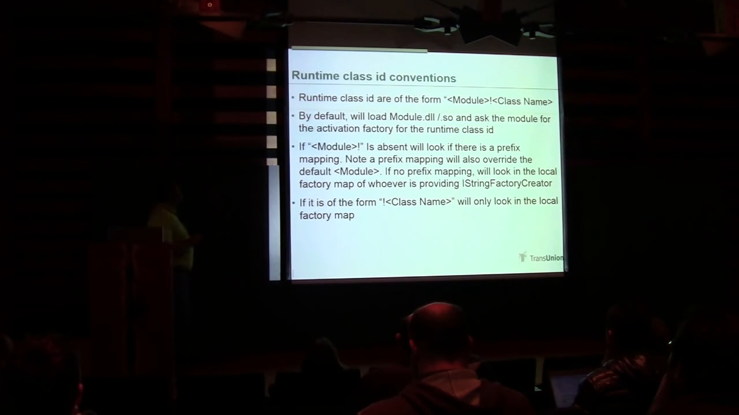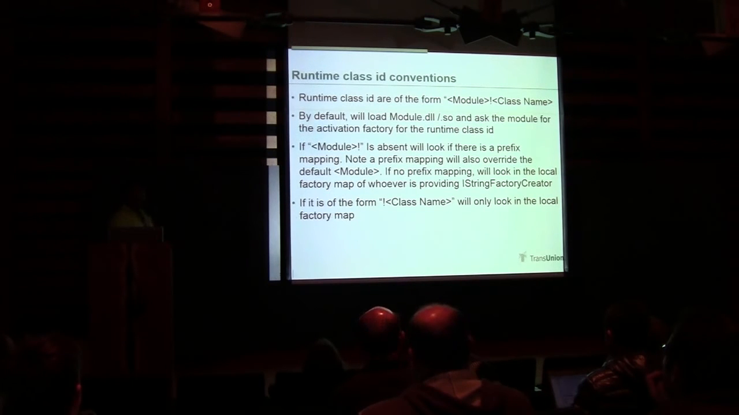So basically, the runtime class IDs are of the form module.classname. So you have person.person. By default, if we don't do anything, we'll load the module, either a .dll or .so file, and ask the module for the activation factory for that. If the module is absent, we'll look if there's a prefix mapping. The add mapping method from before allows us to override it. So instead of naming it person.person, I just called it person. And then I had to add a mapping because it doesn't know what module that is. Say, hey, map everything that starts with, say, PER to person.dll, and it would do that.